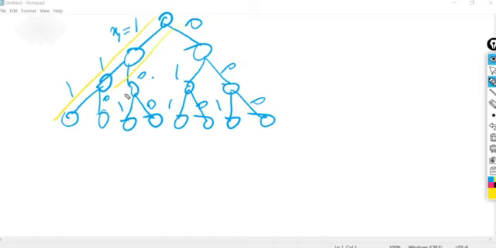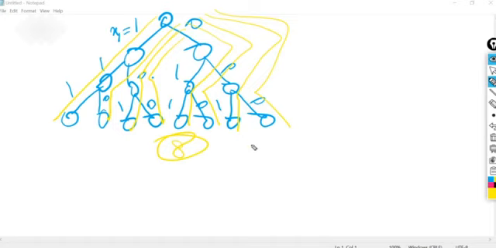1, 2, 3, 4, and this one is 4. This one is 5, this one is 6, and this one is 7. And I think something is left here. 1, 2, 3, 4, 5, 6, 7, 8. Total is 8. 8 solutions we have drawn here in the state space diagram.